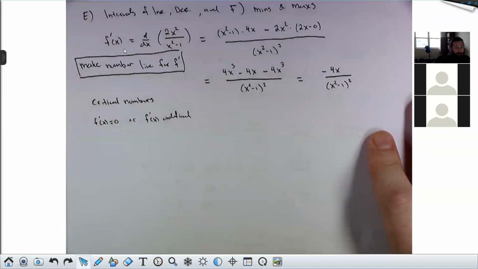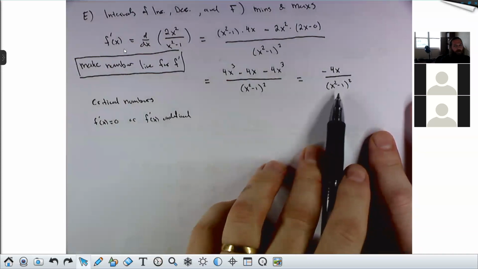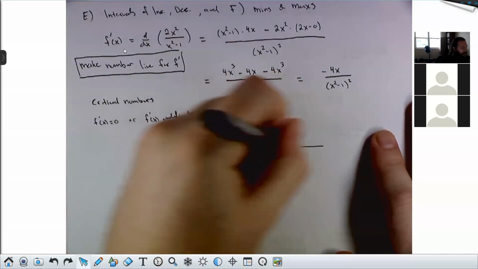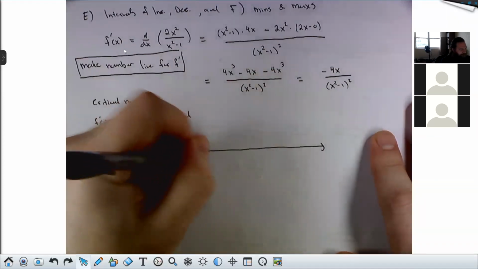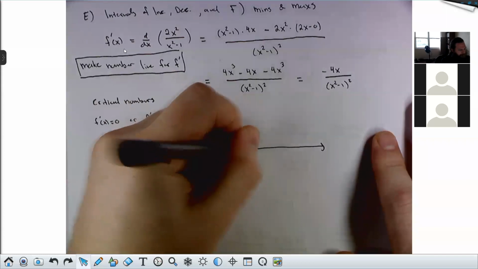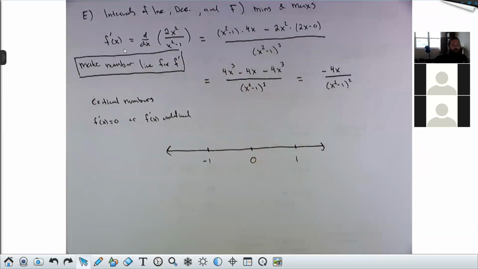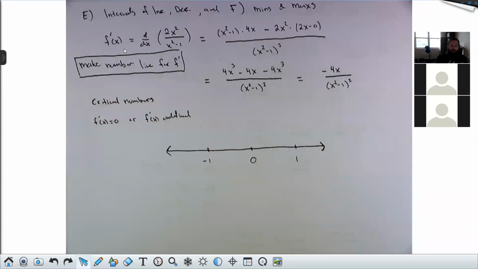0, plus 1, minus 1. Yep. And technically, plus and minus 1 are not critical numbers, right? Because they're not in the domain of the original. But I'm going to put them on my number line anyway. So I don't expect to find mins or maxes or anything special like that at plus or minus 1. But because they make f prime undefined, they're still special for the problem. We still want to continue to think about them.